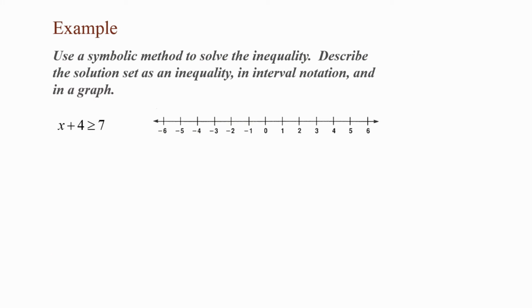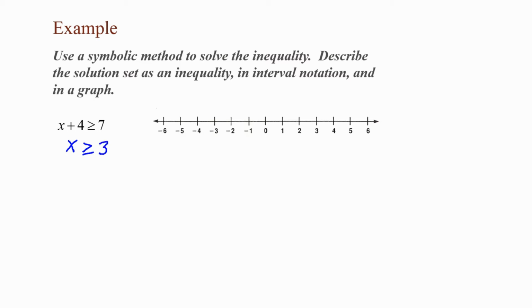In this example, use a symbolic method to solve the inequality. Describe the solution set as an inequality, in interval notation, and in a graph. The inequality is x plus 4 greater than or equal to 7. Subtracting 4 from both sides, my result is x greater than or equal to 3.